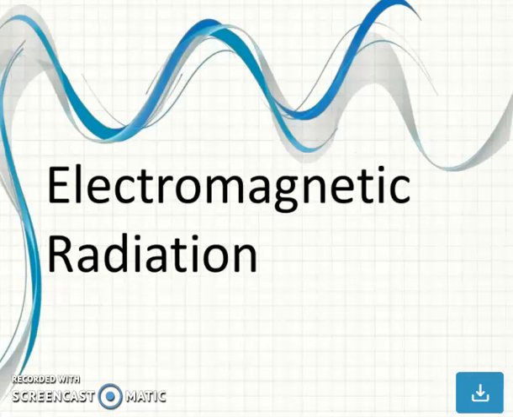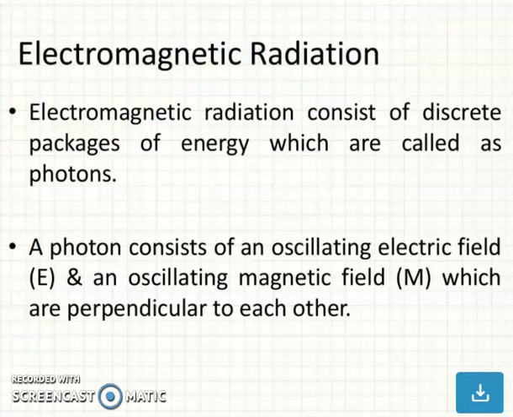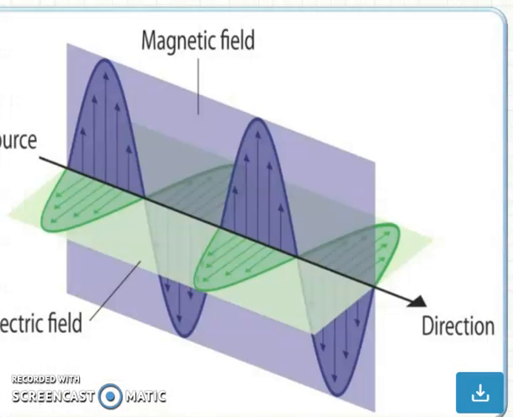So, what is electromagnetic radiation? Electromagnetic radiation consists of discrete packages of energy, which are called photons. A photon consists of an oscillating electric field and an oscillating magnetic field, which are perpendicular to each other. You can see in this picture that the magnetic field and electric field are perpendicular to each other, and you can also see the source and their directions.